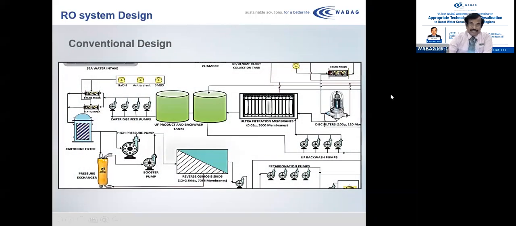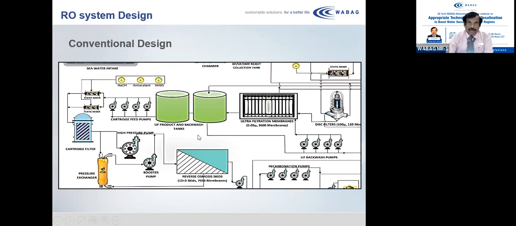In the conventional design, you have a pre-treatment system. Water comes through the disc filter, then goes to the ultrafiltration tank, and then the pre-treated water gets collected into the UF product tank or intermediate storage tank. From there, separate pumps pump the water to the RO units. So in this system, there is a tank in between. It divides the pre-treatment system and RO system so that the pre-treatment system can be designed to operate independently and the RO system can also operate independently.